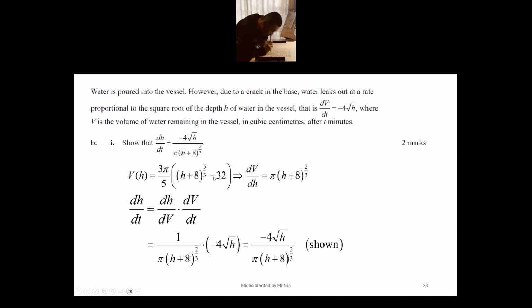So 2 marks, maybe you need to show the correct derivative, and then 1 or 2 steps, writing down the related rates chain rule and subbing the derivative expressions correctly.